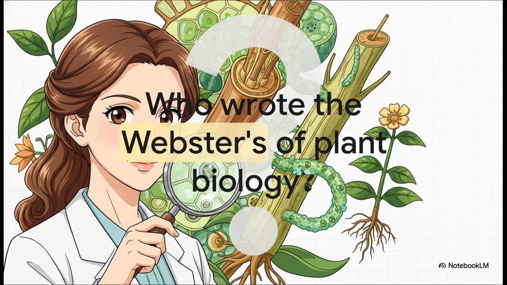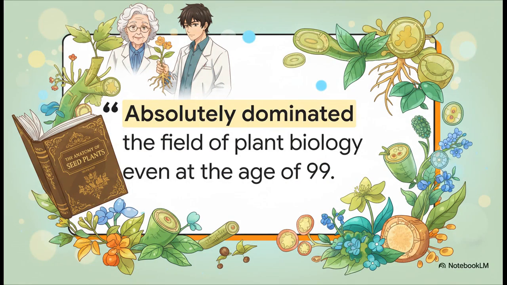Just incredible stuff. And what's truly inspiring here is that her 1960 book, The Anatomy of Seed Plants, was so phenomenally detailed, so encyclopedic, that it basically became known as the Webster's Dictionary of Plant Biology. When she passed away in 1997, top experts like Peter Raven, the director of anatomy and morphology at the Missouri Botanical Garden, marveled at her lifelong mastery. He pointed out that she absolutely dominated the field, literally even at the age of 99.